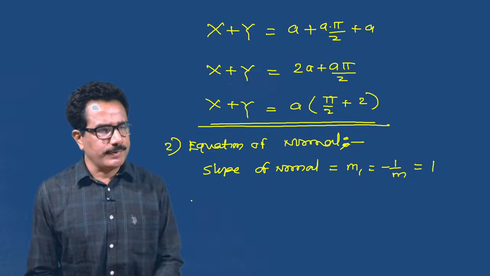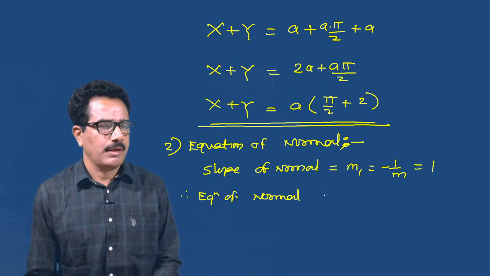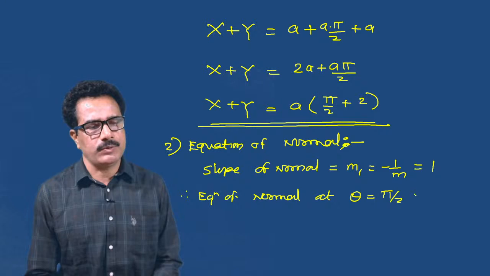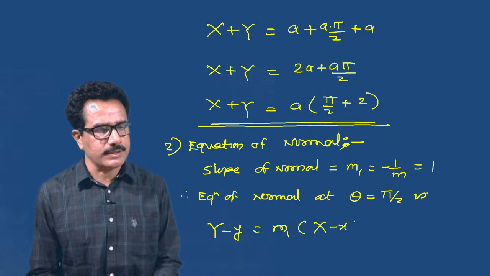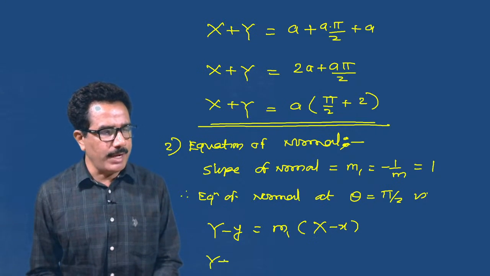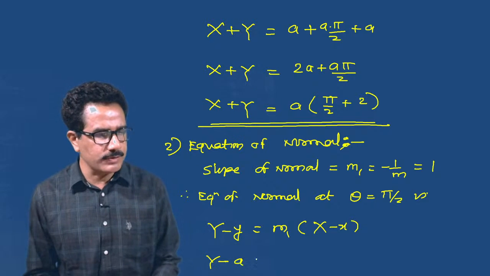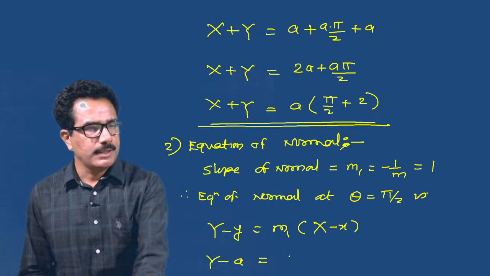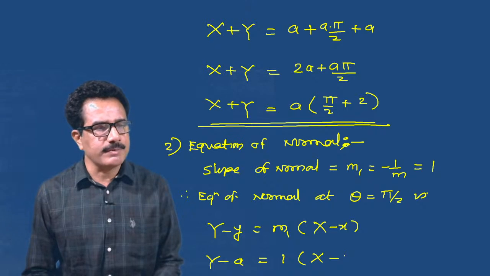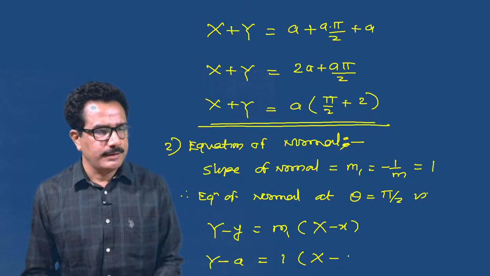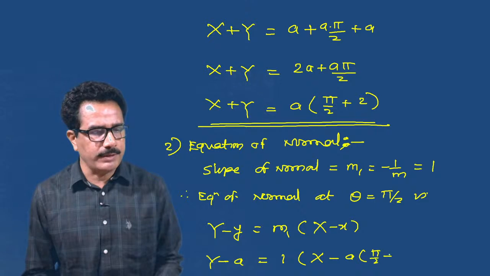So, same process, equation of normal at theta is equals to pi by 2 is same process, capital Y minus small y is equals to m1 in a bracket capital X minus small x. What is the value of m1? 1, in a bracket capital X minus small x. Small x means, the value of x is in a bracket pi by 2 plus 1.